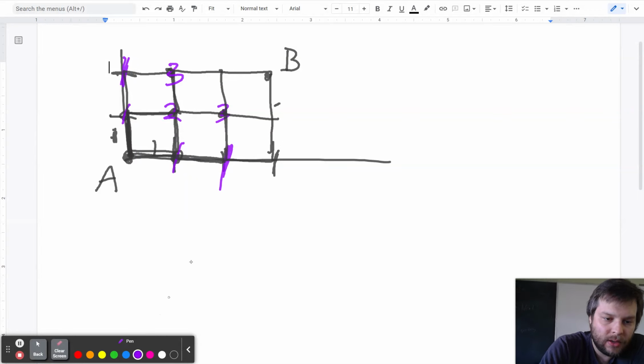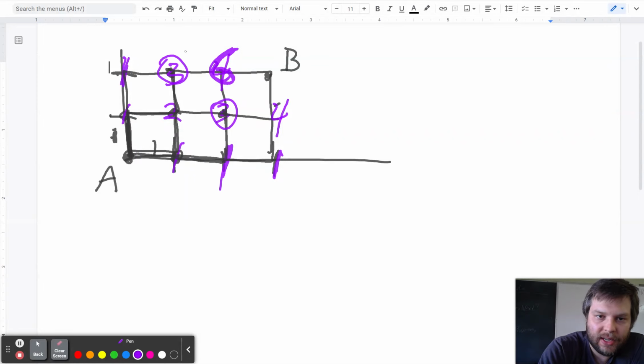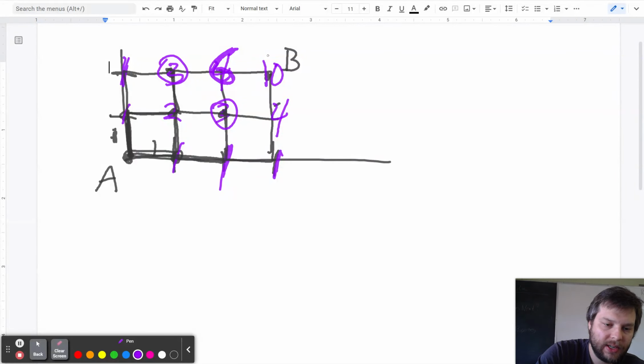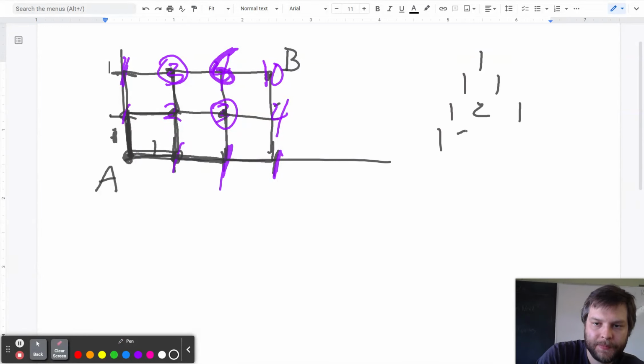There's 1 route number, and there's 6 route numbers to get to right there, because there's 3 ways to get here, plus 3 more ways to get there, makes 6 total routes to get to this point. And 6 plus 4 makes 10. And what you can do to figure out how many different routes there are is just construct your Pascal's triangle. Construct it out.